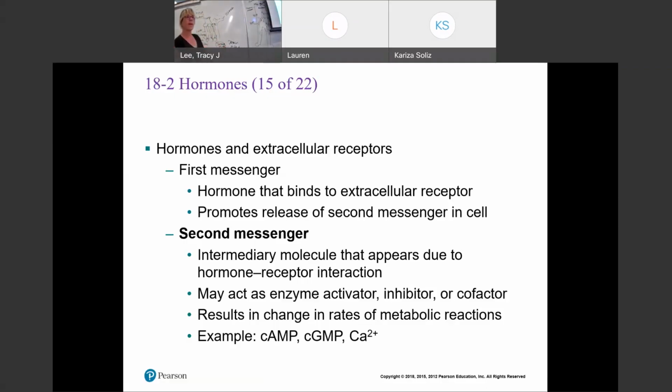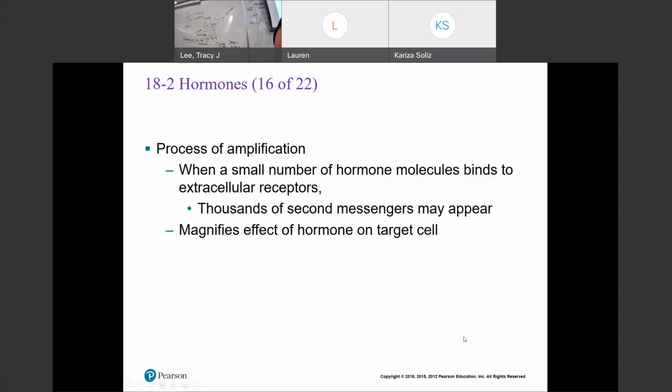So we're passing a signal from outside to the inside of the cell. This inside of the cell, or this secondary messenger, can act like an enzyme. It can activate something. It can inhibit something. It's going to change something on the inside of the cell.